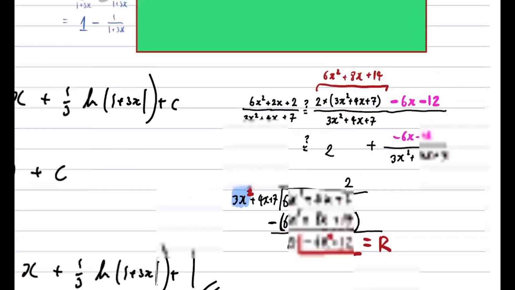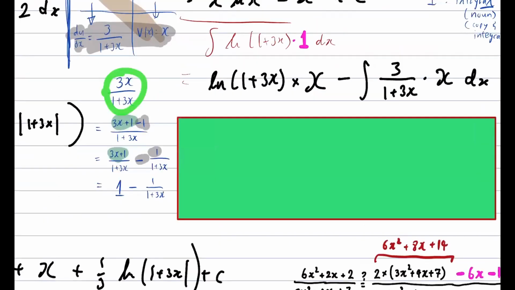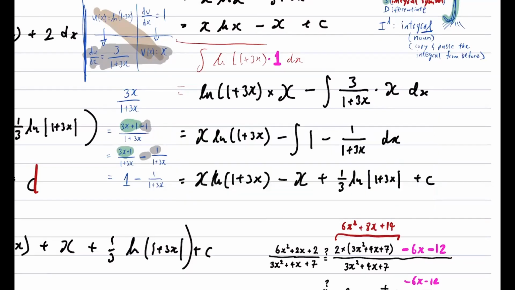Okay, let's quickly move back to the question. Yes, 3x over 1 plus 3x can simplify as 1 minus 1 over 1 plus 3x. So that means I can now, let me just review everything, replace this with 1 minus 1 over 1 plus 3x. Then you can integrate term by term. Integrate 1, what do you get? x. Don't forget a minus sign. Then minus a minus becomes a plus.